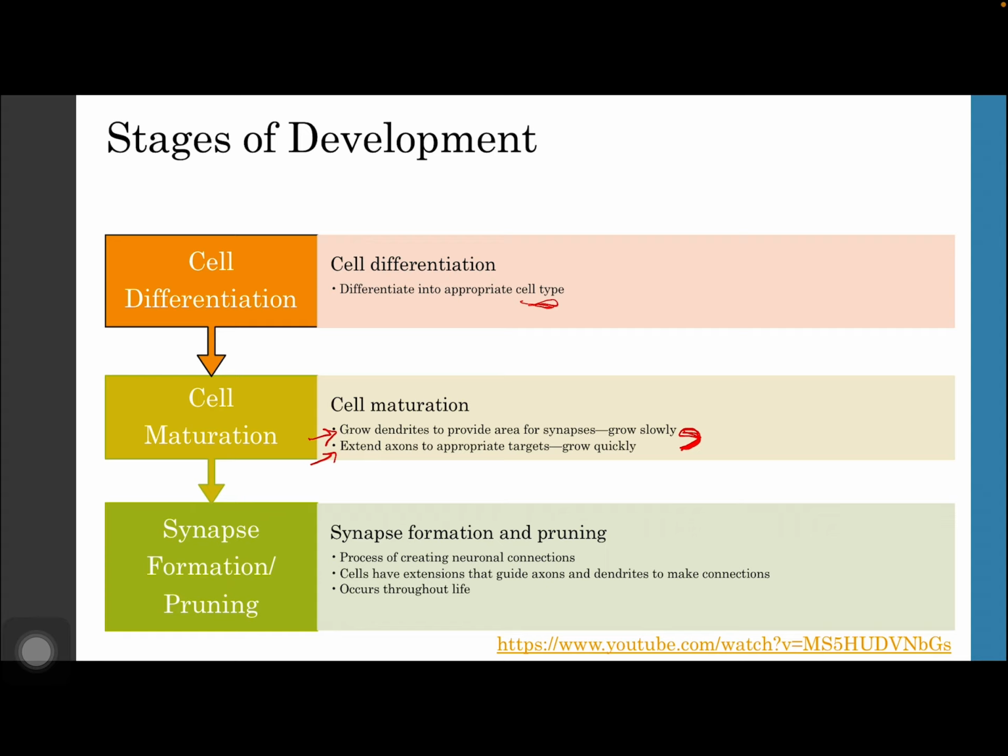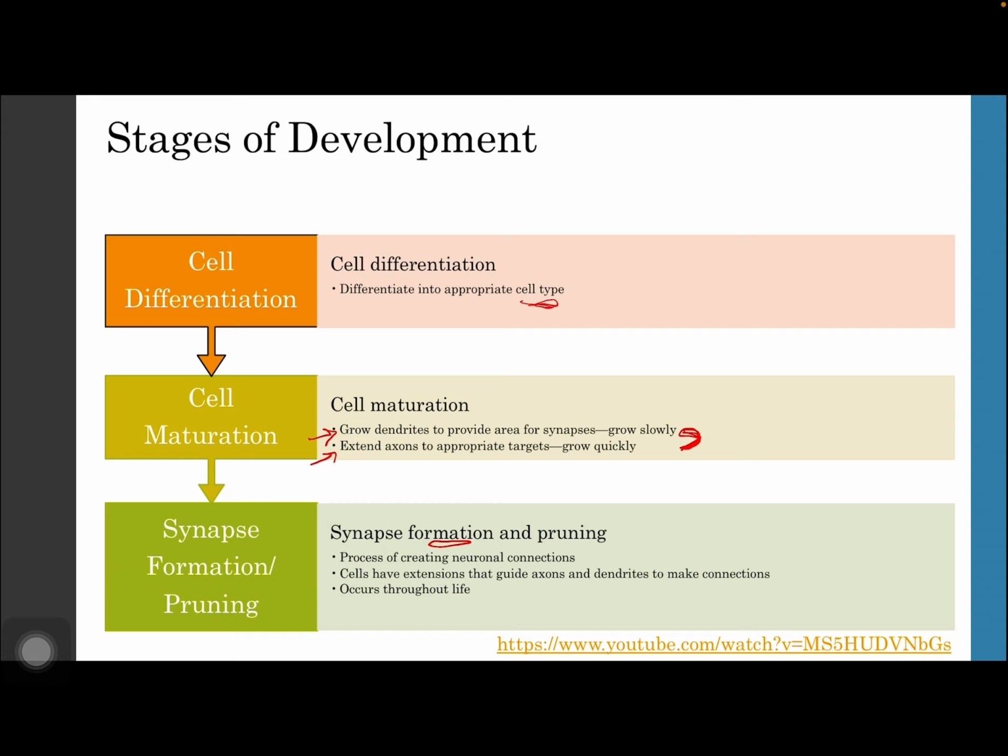As you are navigating your environment as an infant and being exposed to more things and learning, this process can happen really quickly. You're constantly sending out these axons to different targets, again, in order to establish connections and be able to network those cells better. Another process that occurs is synapse formation and synapse pruning. Synapse formation is creating new connections, new neuronal connections.